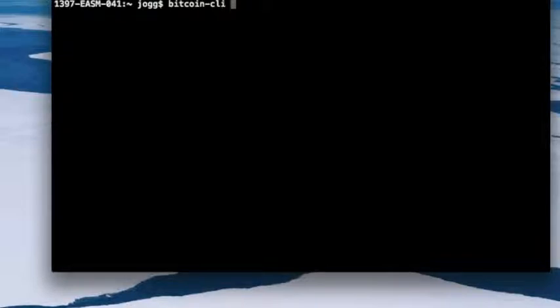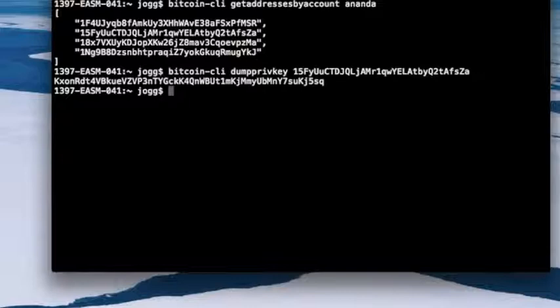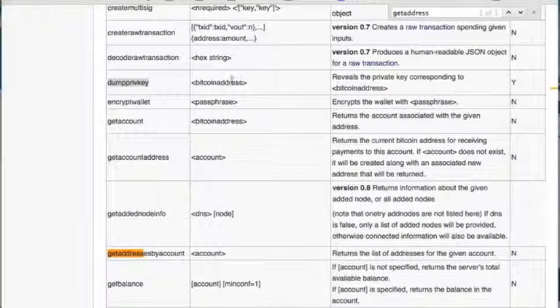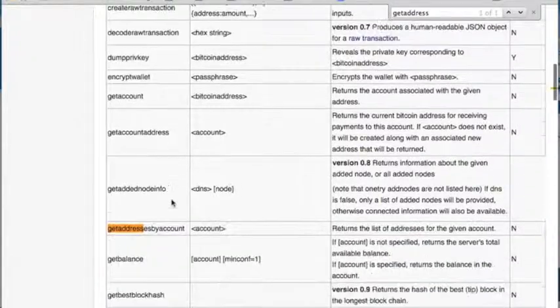Bitcoin CLI get addresses by account. For example, Anando. I have 4 Bitcoin addresses under this account, and okay, I want to see the private key of this one. Bitcoin CLI dump private key. This one, okay, this is the private key that nobody should show. However, just today I'm just showing you how these commands work.